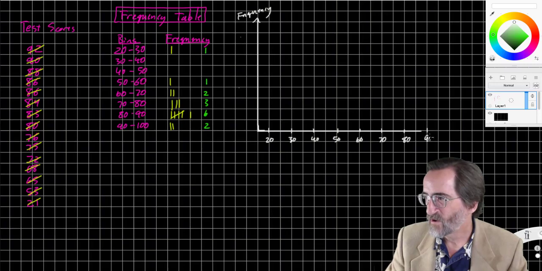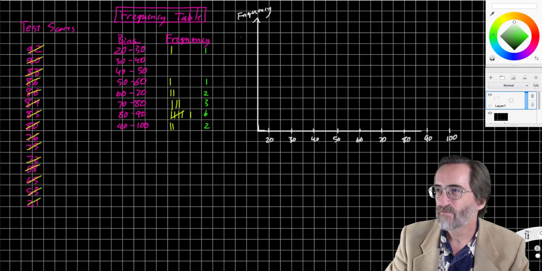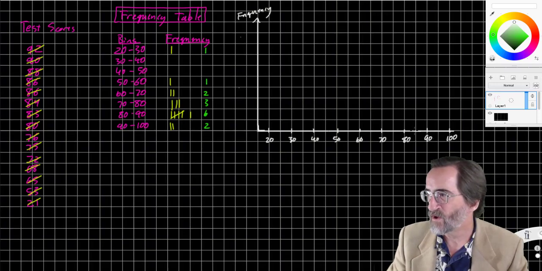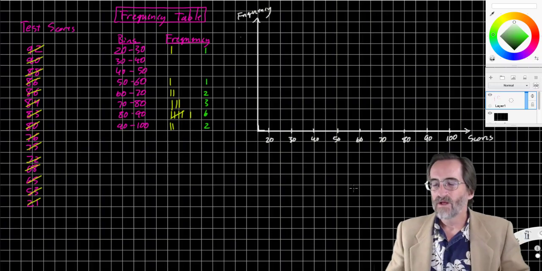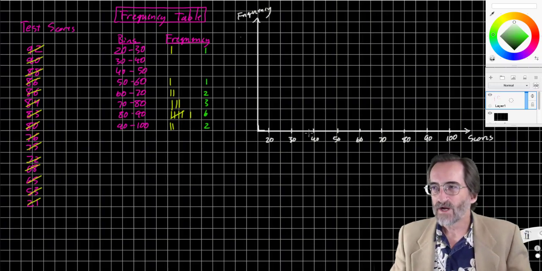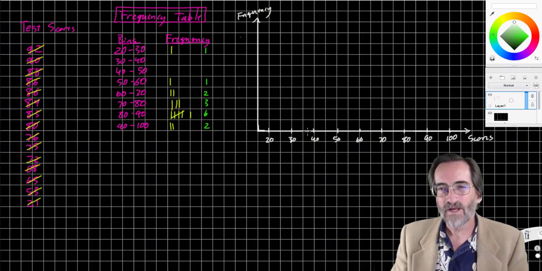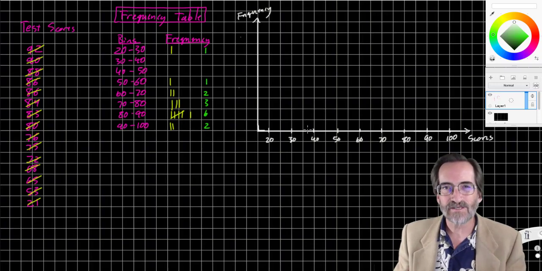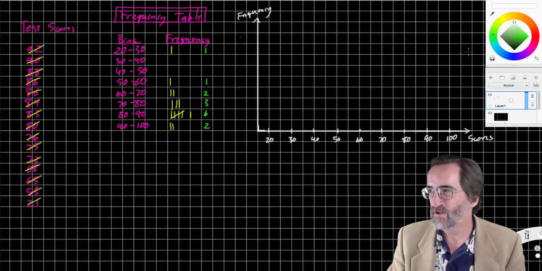90, 100. Okay, and let's redraw the line here. All right, there we go. And test scores. Okay. And so now we're going to make a kind of a bar graph. It is like a bar graph, except there are no spaces between the bins in the bar graph.